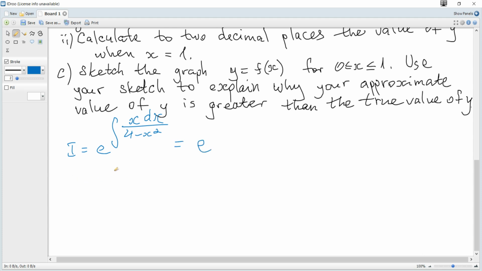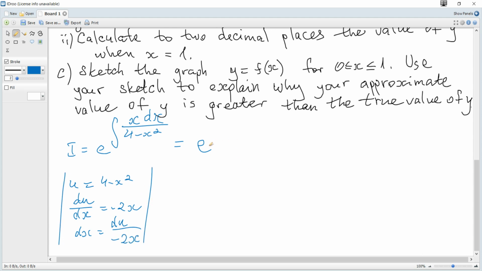We can use substitution u, and let u be the denominator 4 minus x squared. Then du over dx, what is it? It's negative 2x, and dx is du over negative 2x, and then we get e to the power of integral x dx is du over negative 2x, and you can see x cancels, and 4 minus x squared is just u, and we get e to the power of negative a half integral du over u, and du over u is ln of u, and u is 4 minus x squared.